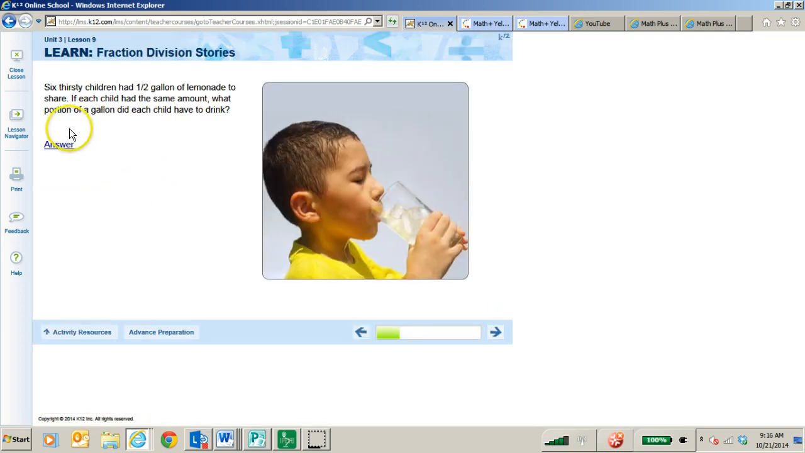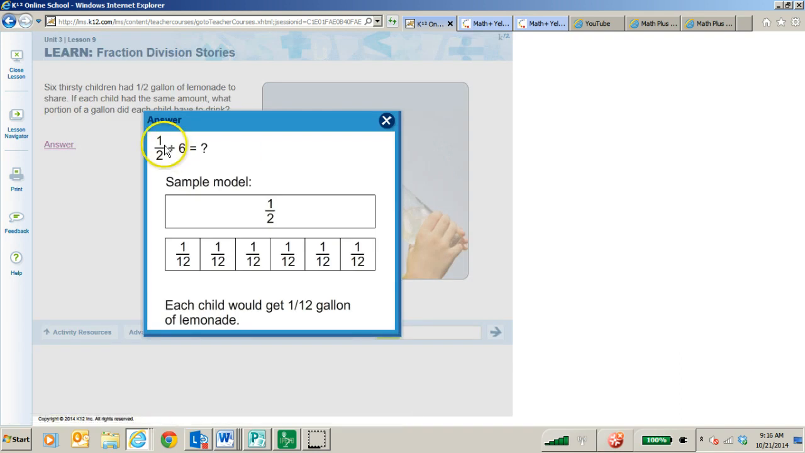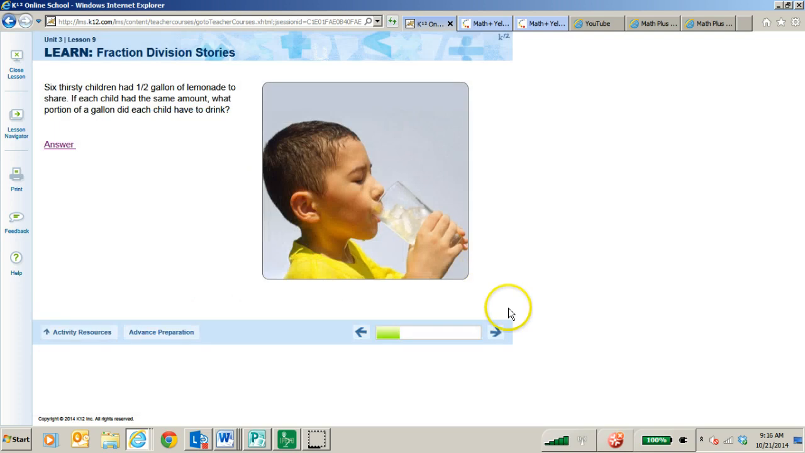Here's another example. 6 thirsty children had 1/2 gallon of lemonade to share. If each child had the same amount, what portion of a gallon did each child have to drink? So we have our half, because we only have a 1/2 gallon and we're dividing it by 6. Now remember, I would encourage you to have your student make the entire whole model so that they really do see that there are 12 pieces in the whole, so that this really isn't too abstract.